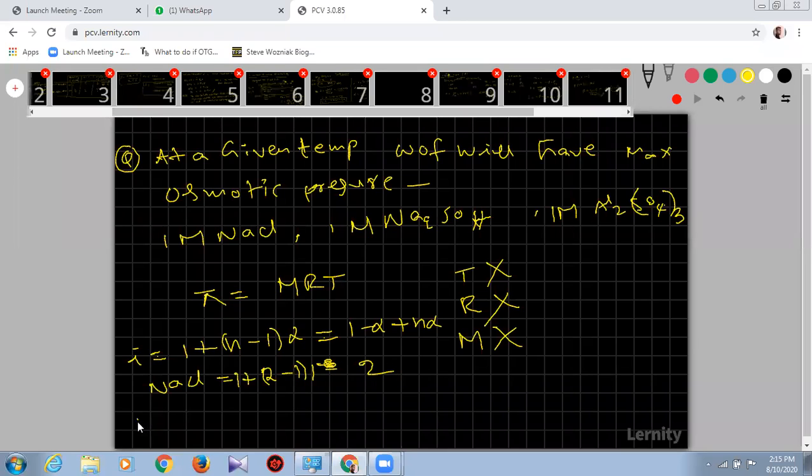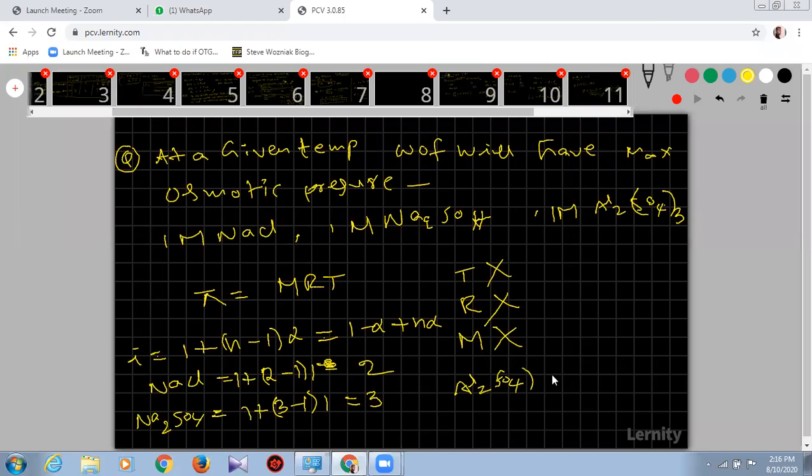Next, Na2SO4. For Na2SO4, 100% dissociation. What is the number of ions you get? n means the number of ions: 2 Na plus and 1 sulfate, that means 3. So 1 plus (3 minus 1) into 1, since the degree of dissociation is 100%, that is 1. 1 plus 3 minus 1 is 2, so 1 plus 2 is 3. Next, aluminum sulfate.